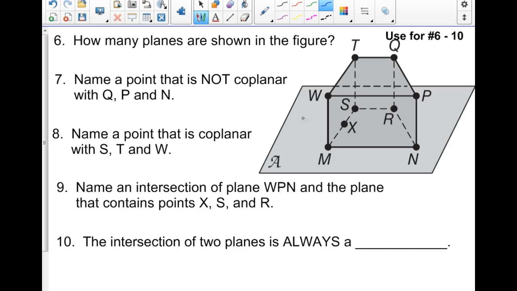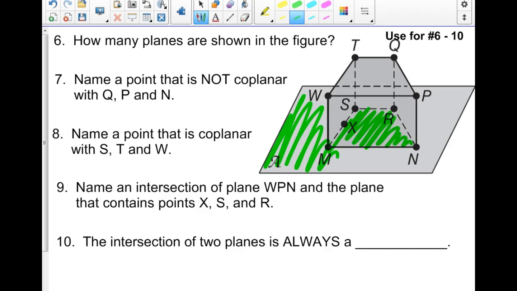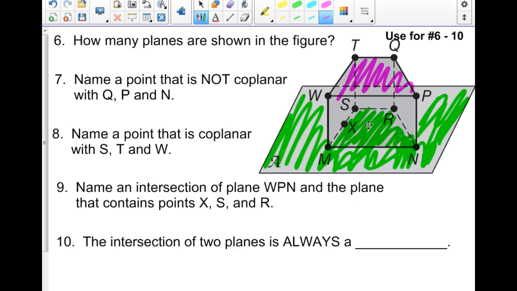How many planes are shown in the figure? A lot of students miss this problem because they count the bottom plane twice. This bottom is part of plane A. Okay, so all of that is the same plane. The rest of the planes consist of the top, okay, and that's 2 so far. You got your plane on the left and the right, so that's 1, 2, 3, 4 so far.